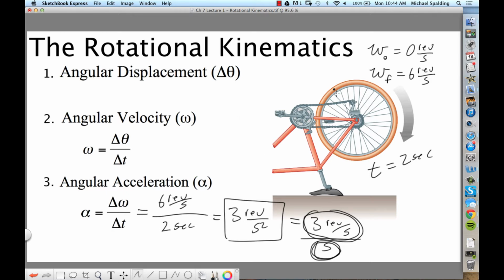Now guys, for this whole first part I talked about revolutions per second. Do you have to be in revolutions per second? No. Do you have to be in degrees per second? No. Do you have to be in radians? No. The thing you've got to pay attention to is making the units the same. And there is one equation where you have to be in radians. I'll talk about that later.